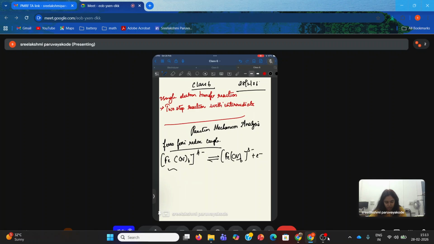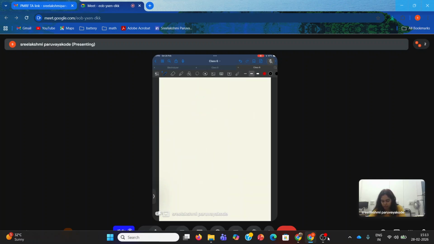If I represent this as A and this as B, I'm just simplifying because if I'm going to write the step, it becomes easy. K forward and K reverse. This is how the reaction is going to be. Let me write the next step in continuation: A giving B plus e minus. You have forward reaction and reverse reaction.